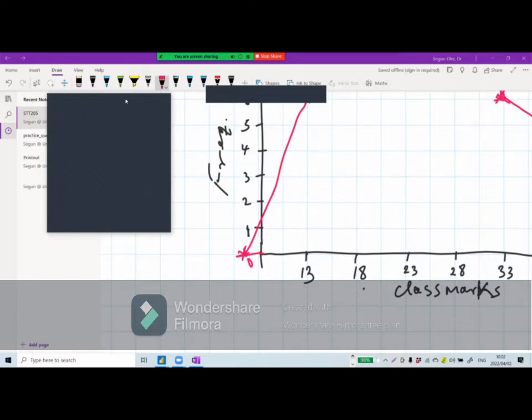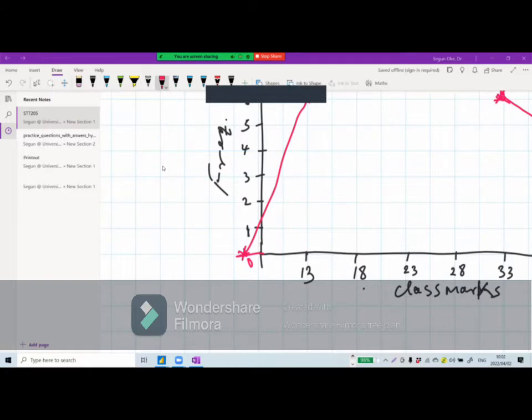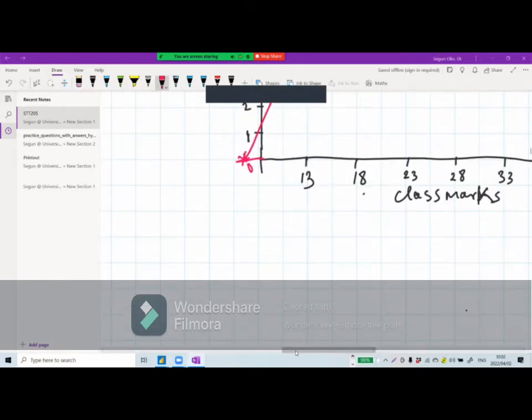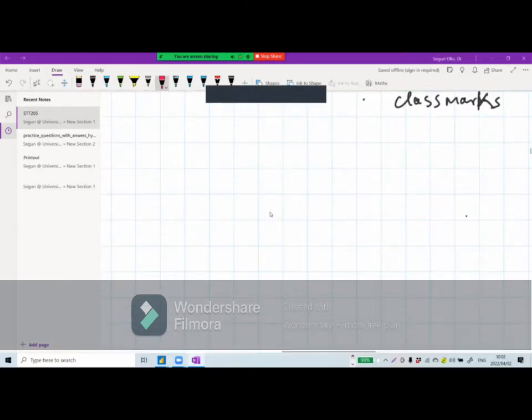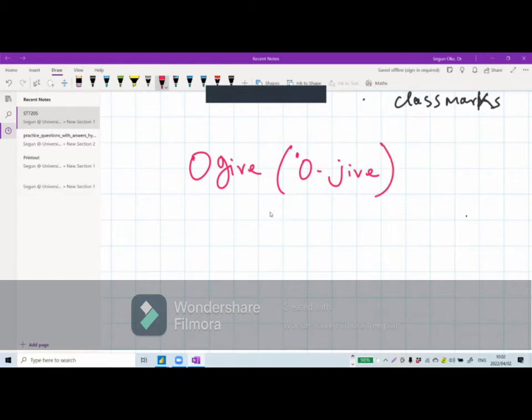Okay, now let's move on. That is all about polygon. So let's move to the ogive. We call it ogive, or some call it, or it's pronounced by some as ogive. So it's more or less the same thing, but it has its own unique way.